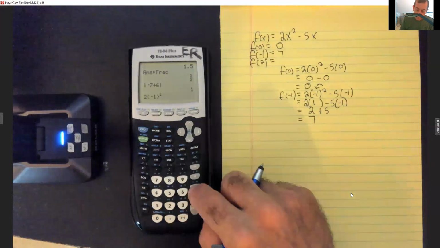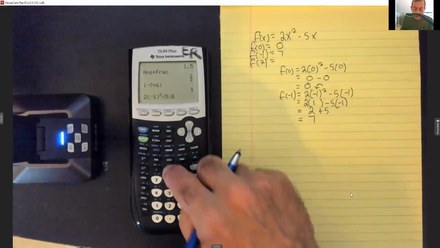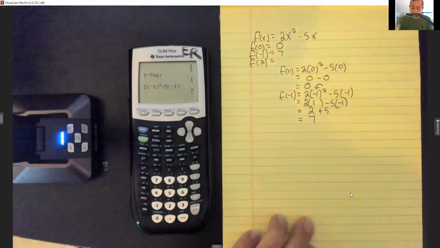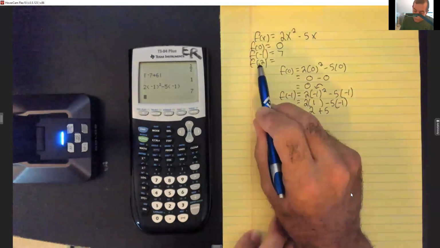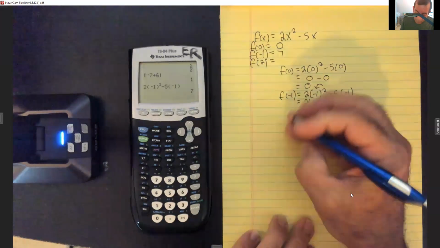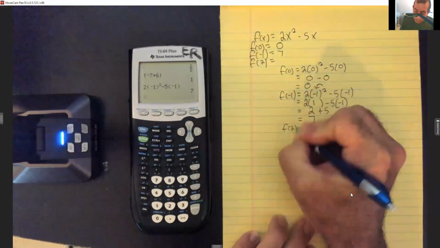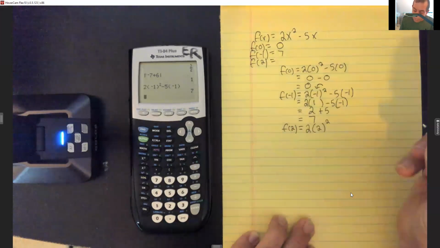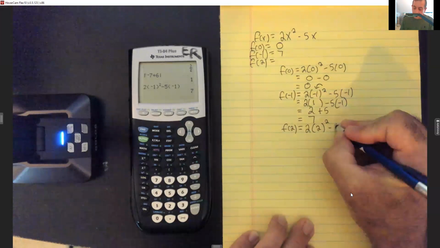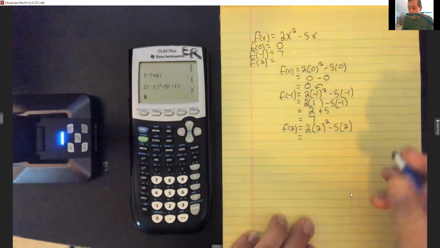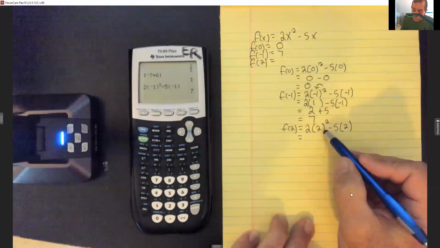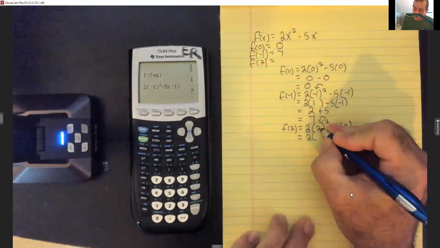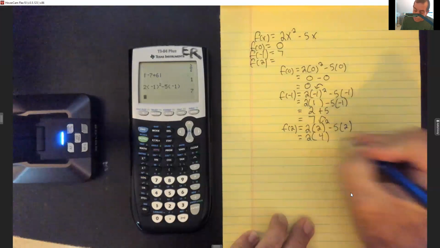Minus 5, parentheses, -1. So I can put it just like it looks and still get my 7 out of that. Right, now let me do f of 2. f of 2 will equal 2 times 2 squared minus 5 times 2. All right, so once again, do the exponent first. So I'm going to bring down that 2. 2 squared is 2 times 2 is 4 minus 5 times 2.